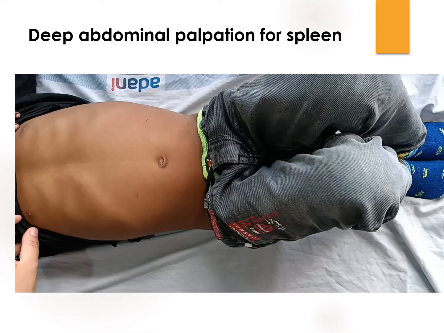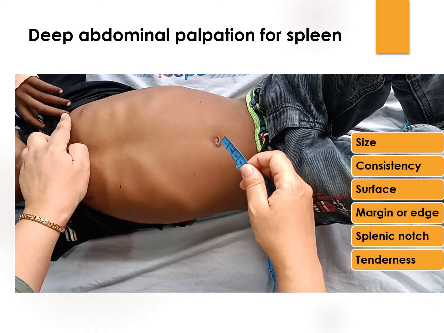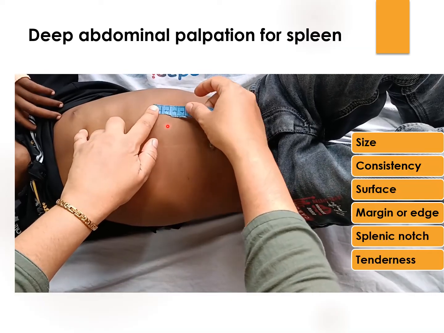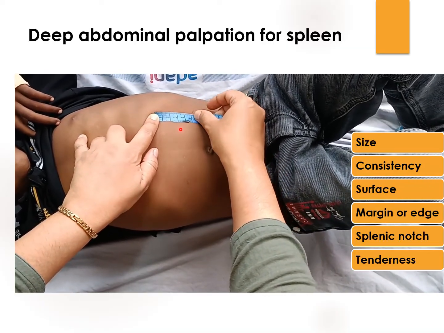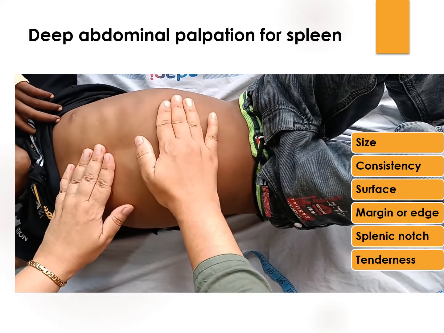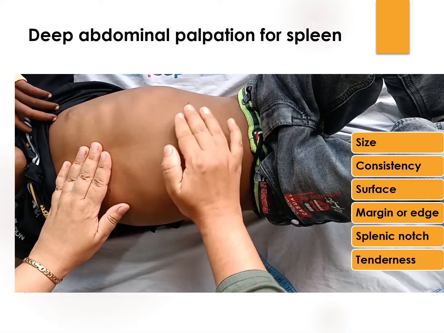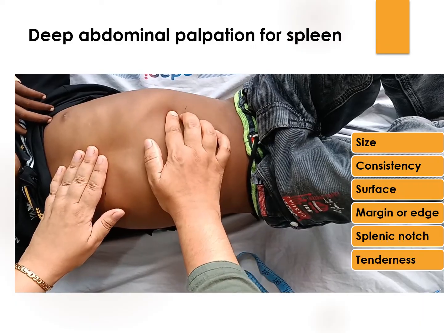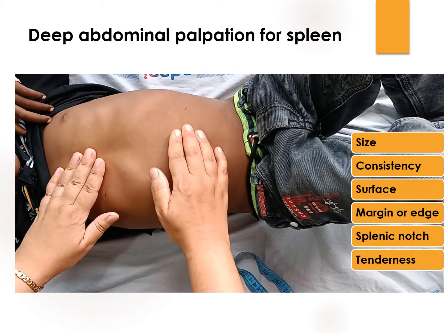Now similarly for the spleen also, we have to check the size, consistency, surface, border and also the notch in the spleen border. So I am taking the size in the mid-clavicular line below the subcostal margin. So this is 5 centimeter, spleen is enlarged. Now we have to feel for the consistency, surface and margin or border, and also feel for the splenic notch and see the tenderness also.